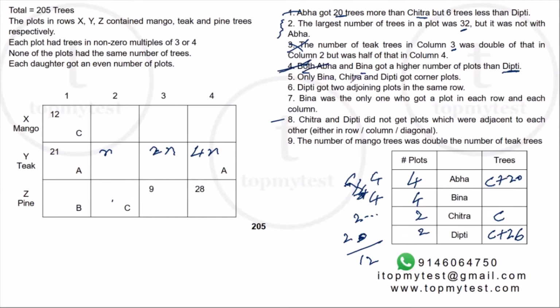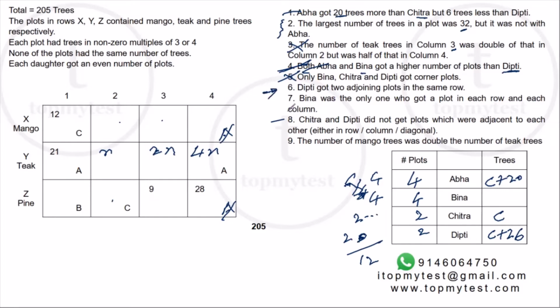Only Beena, Chitra and Deepti got the corner plots. Now this is Chitra, this is Beena. This cannot be Abha. Okay, that is also done. Deepti got 2 adjoining plots in the same row. So she can get 2, 3 or 3, 4 in X. She can get 2, 3 in Y, or she can get 3, 4 in Z. Okay, so we'll come back to this later.